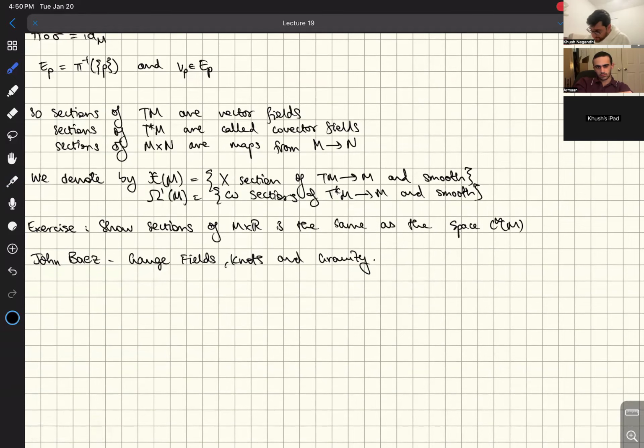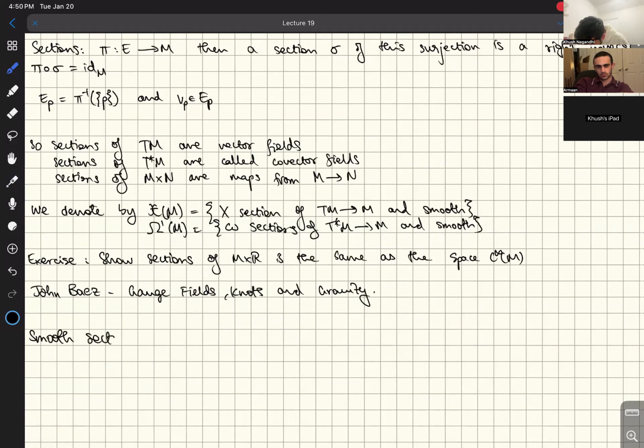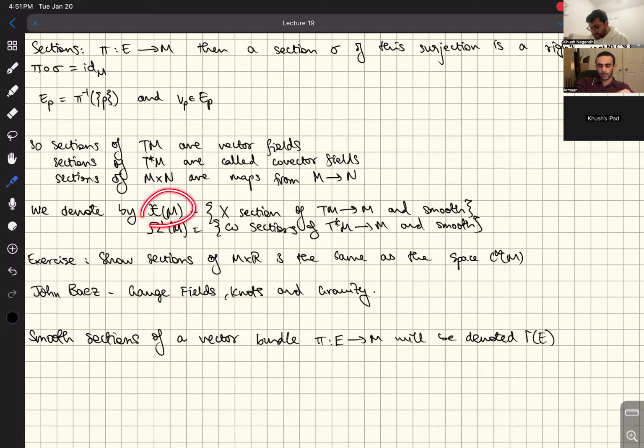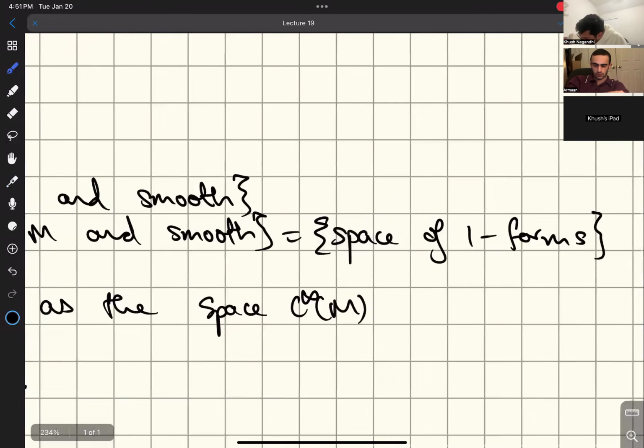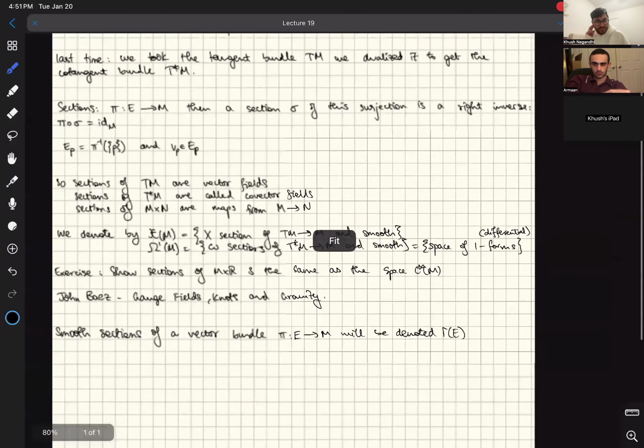Sections of bundles, smooth sections of a vector bundle, will be denoted like this. Unless you're talking about the vector fields or the covector fields, these objects, sections of covector fields, are also called differential forms. So this is also the space of one forms. And here we hide the word differential because we assume that our one forms are smooth.